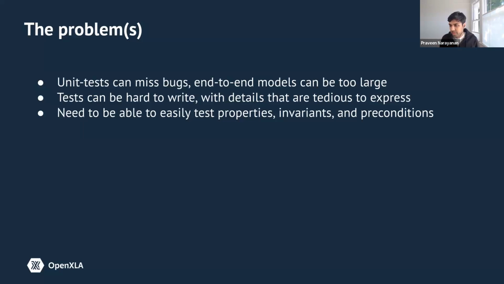And in general, we are writing these transformations that keep some properties of our programs unchanged and vary other properties, or they may have assumptions about the input programs. And we would like to stress test these properties and invariants that we expect. So these are generally the problems that may be familiar to everyone, but I just thought I'd lay them out as well.